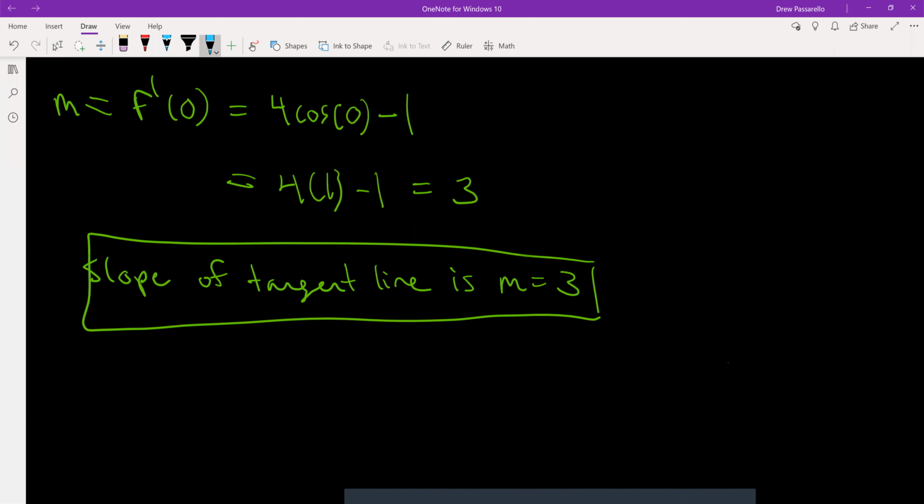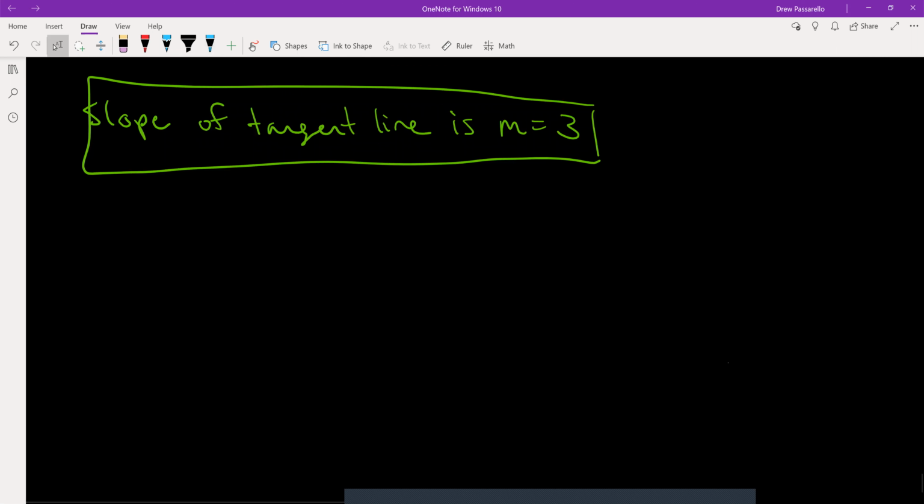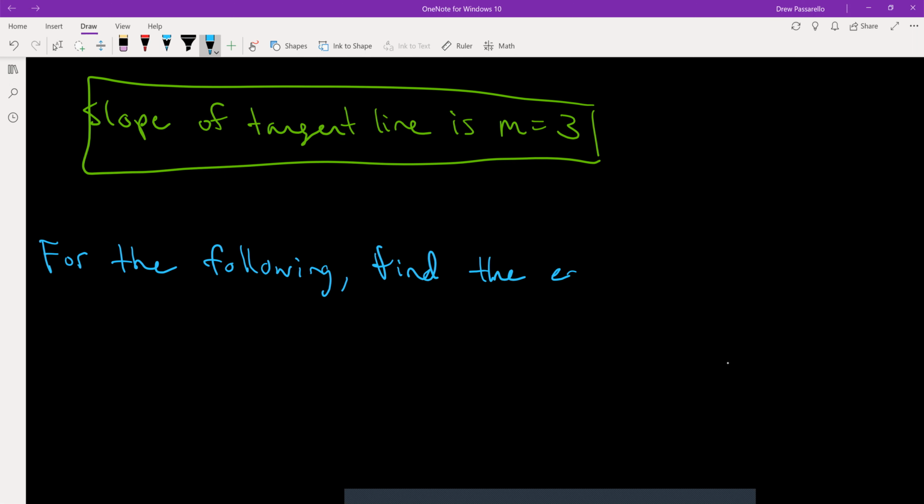All right, so these two examples dealt with finding the slope of the tangent line. Now, what if they asked you to actually find the equation of the tangent line? So that's what these next couple examples are going to be. So for the following, you're going to find the equation itself of the tangent line. And this one's number 55 in the textbook.